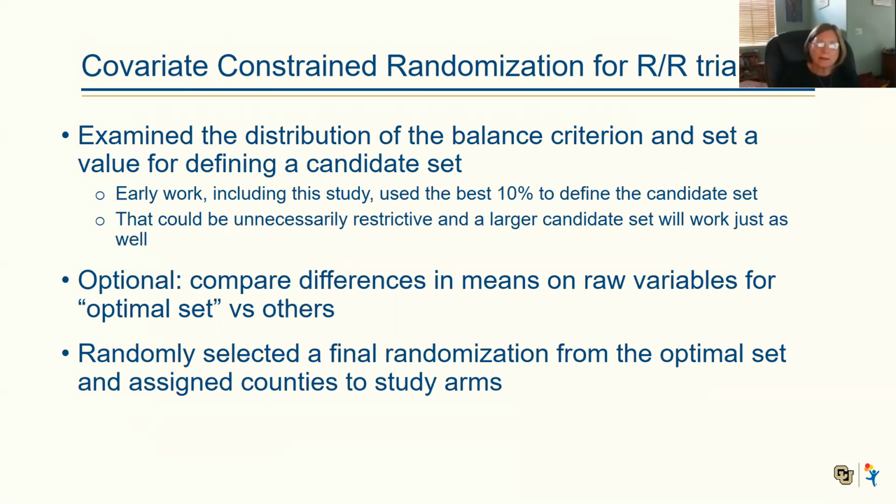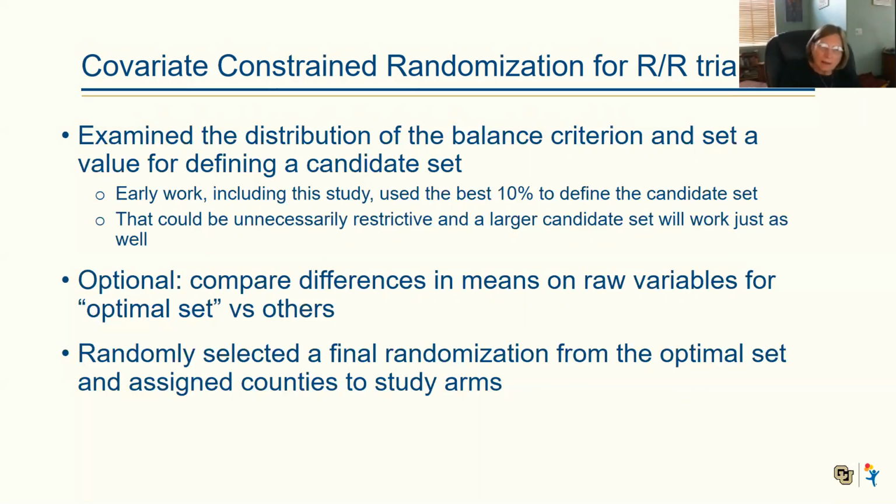Once we got to this point, we examined the distribution of the balance criterion and set a value for defining the candidate set. Early work used the best 10%, but some later work has changed that. But in the early stages of using this procedure, most studies were fairly restrictive.